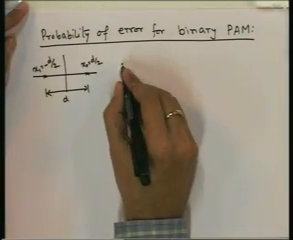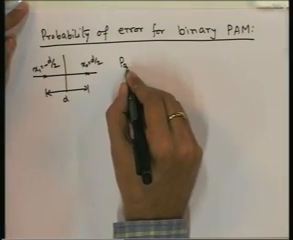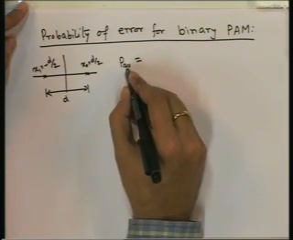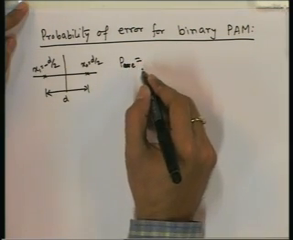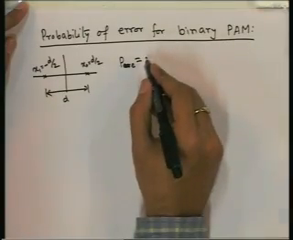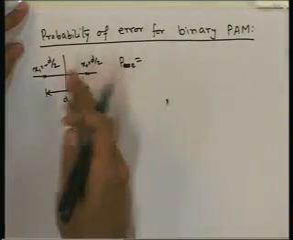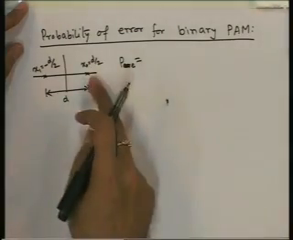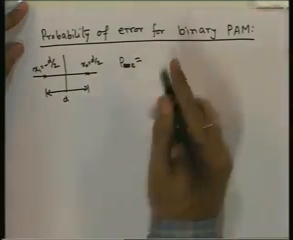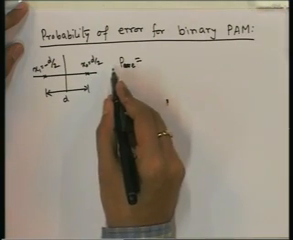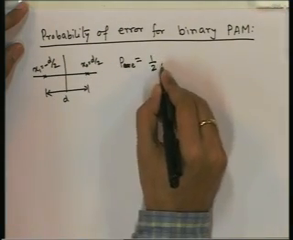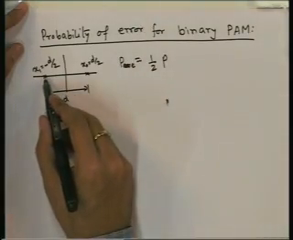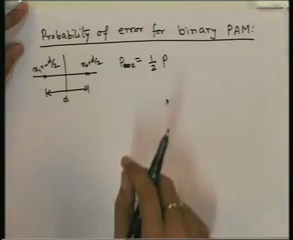Now, what is the average probability of error, P E average? We assume that these 2 points are transmitted with equal frequency. Then half of the times this is transmitted, half of the time this is transmitted. Then the probability of error will be half times the probability of error when you transmit this and half times the probability of error when you transmit this, the average of the 2 probability of errors.